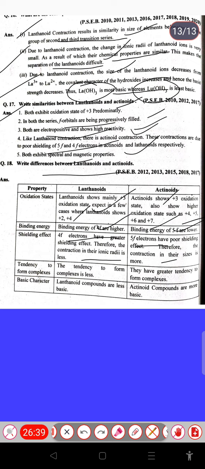The tendency to form complexes is less in lanthanides and high in actinides. Lanthanide compounds are less basic and actinide compounds are more basic. So the loss of basic character: La(OH)3 is more basic than Lu(OH)3.